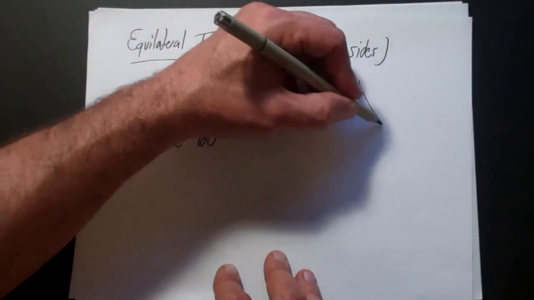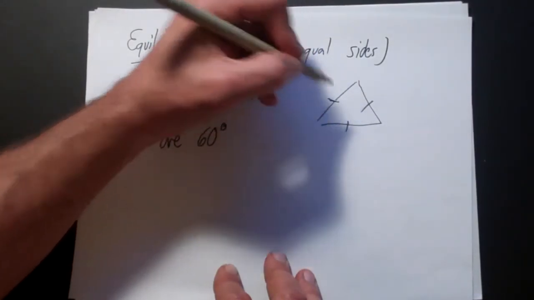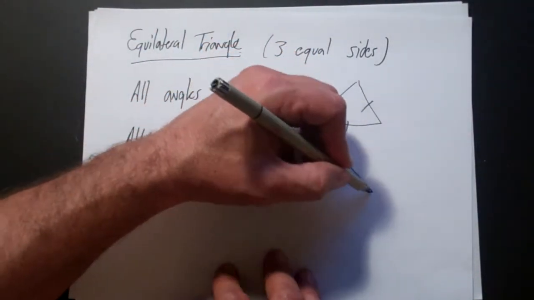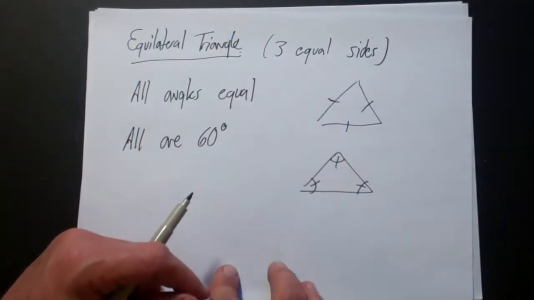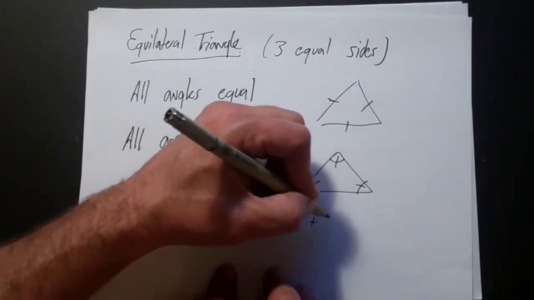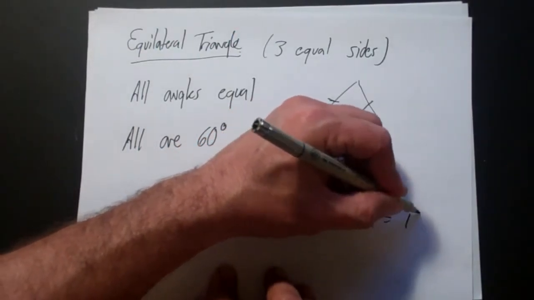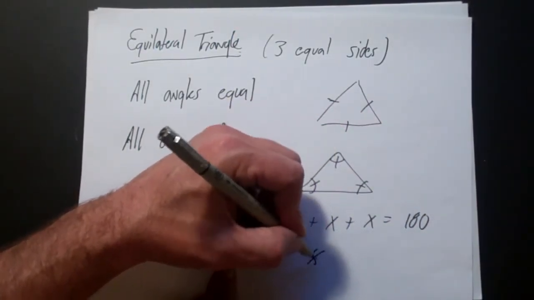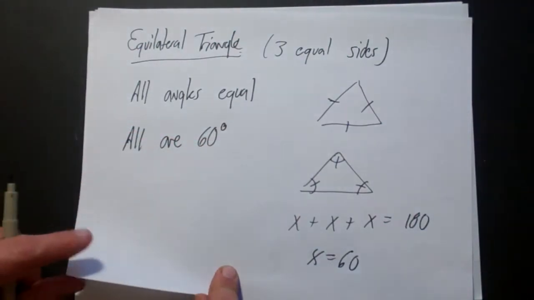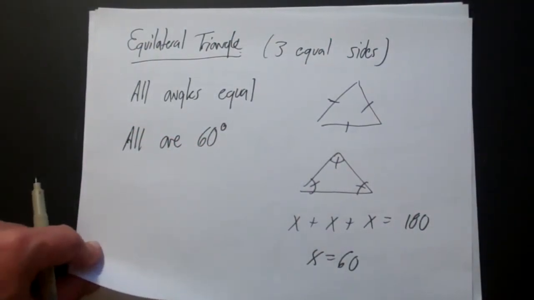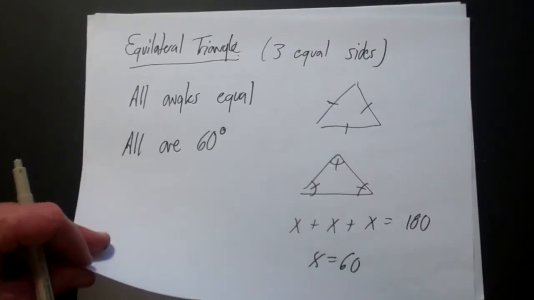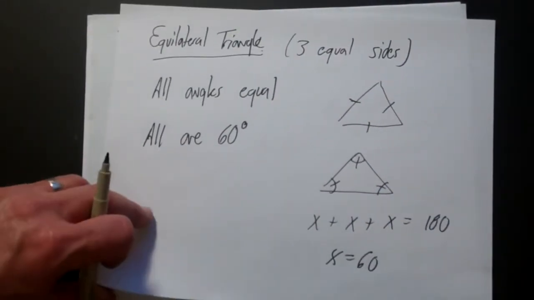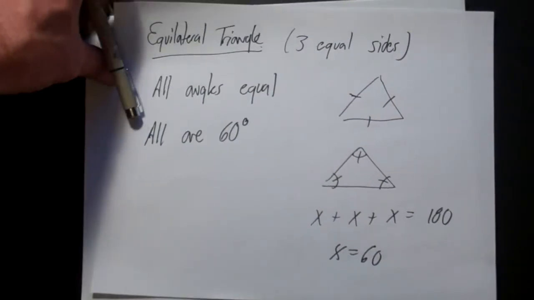How do we know that? Well, if we have a triangle with three equal sides, that means we have a triangle with three equal angles, and we know all three add up to 180. And if you have three equal numbers which add up to 180, then each number must be 60. And that brings us to a new theorem.